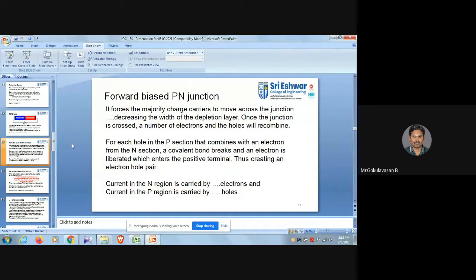Once the junction is crossed, a number of electrons and holes will start their recombination. For each hole in the P region that combines with an electron from the N region, a covalent bond breaks and an electron is liberated, which enters the positive terminal, thus creating an electron-hole pair. These basics you know already, right? So current in the N region is carried by electrons, and in the P region it is carried by holes. These things we know.